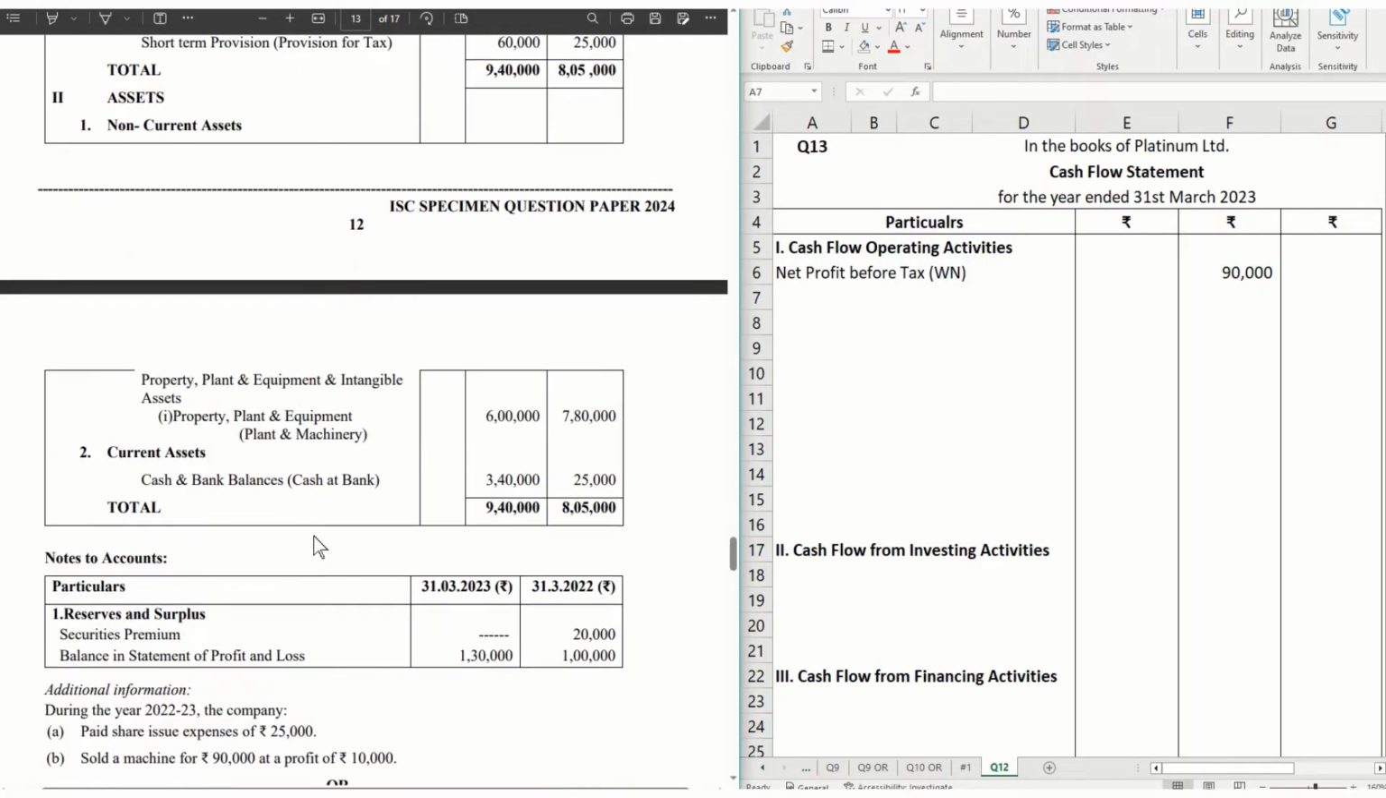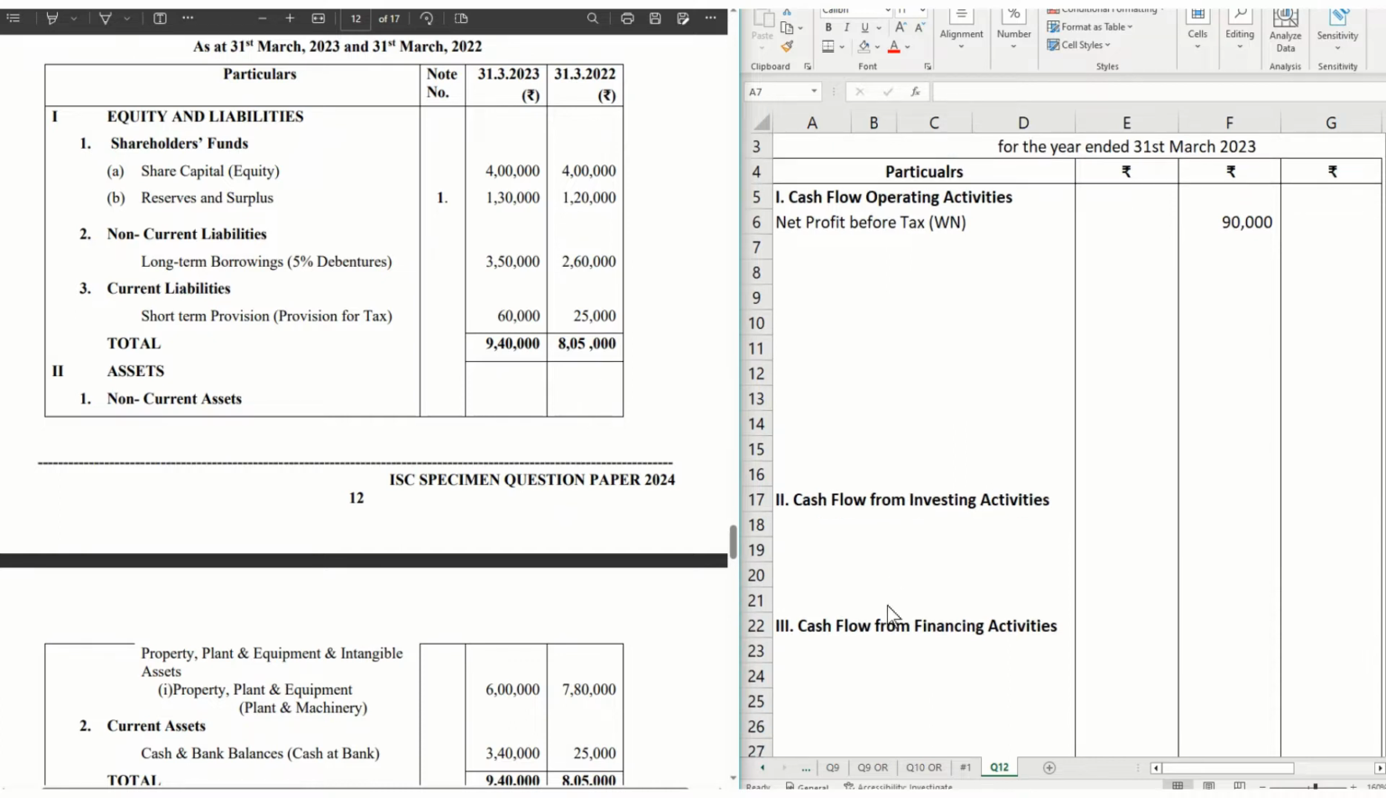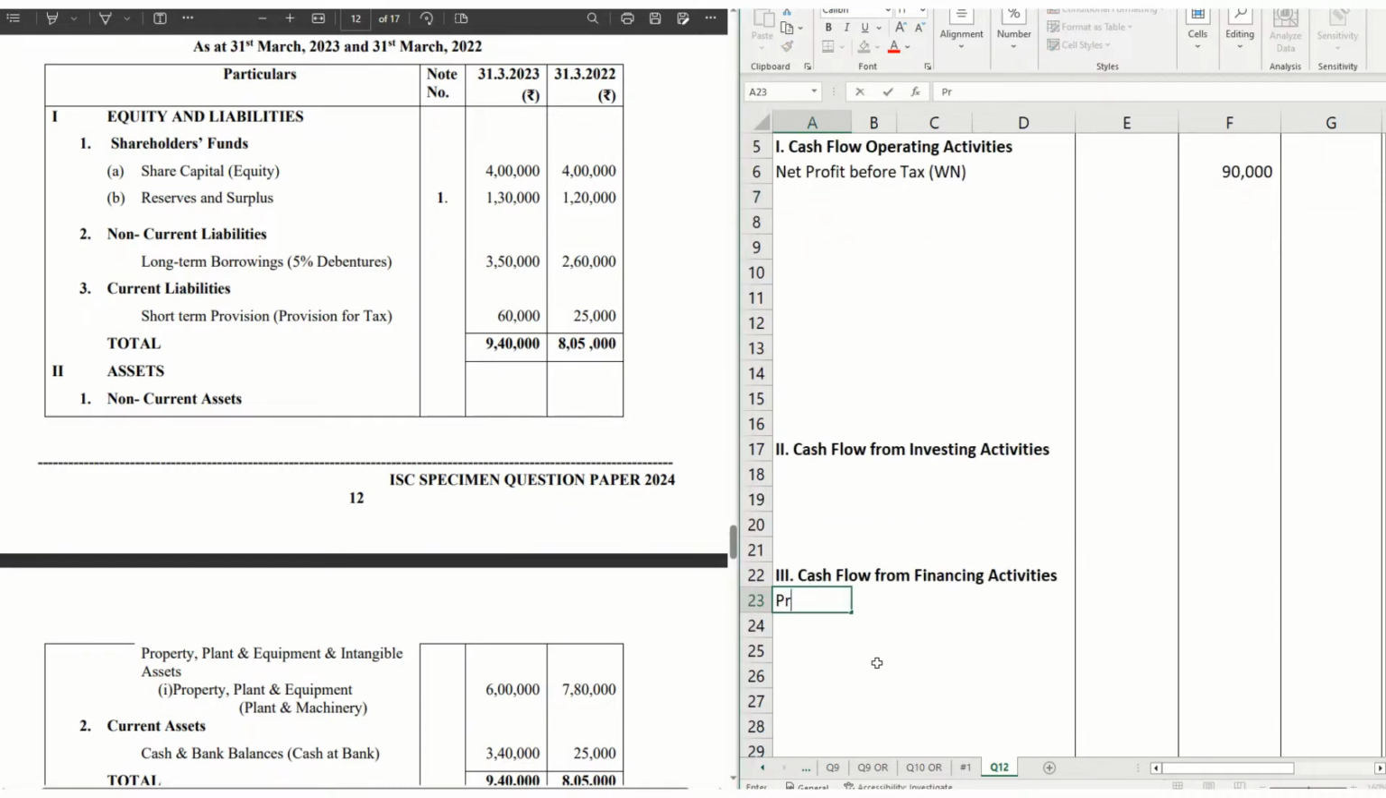and we have an increase in the value of debentures. The note, we don't have any additional information about debentures. Straight away, we understand that new debentures have been issued. So proceeds from issue of debentures, or rather 5% debentures. All right, straight away that will be 3,50,000 minus 2,60,000. 90,000 worth of debentures have been issued during the year.